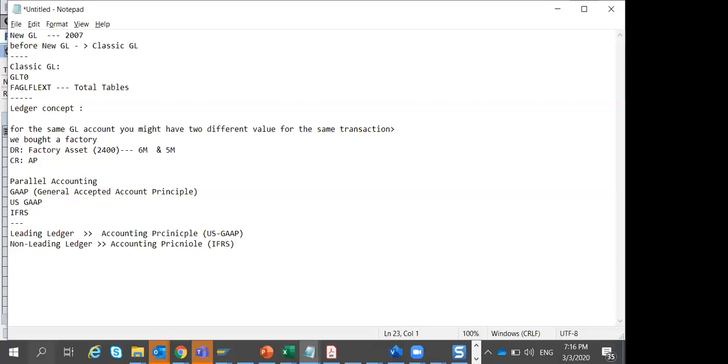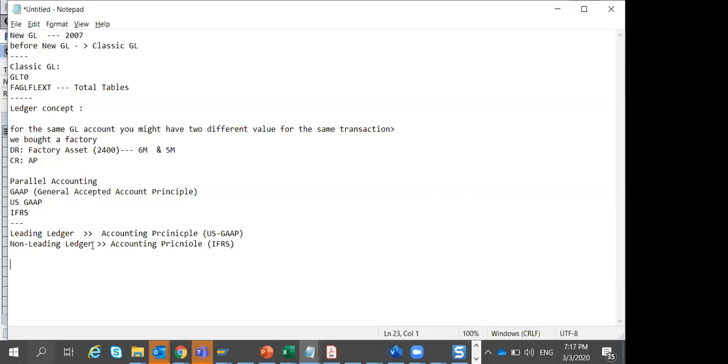Remember, how can you actually have parallel accounting designed in a company? You want to use the ledger concept. You create a leading ledger and a non-leading ledger. You assign the leading ledger to the main accounting principle, which in our case is US GAAP, and you assign the non-leading ledger to the other accounting principle, which in our case is IFRS.